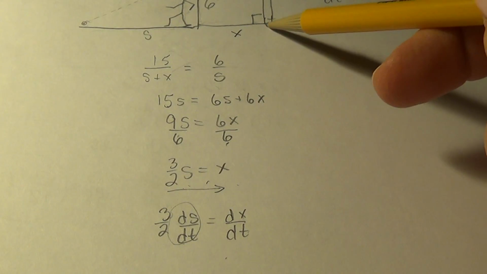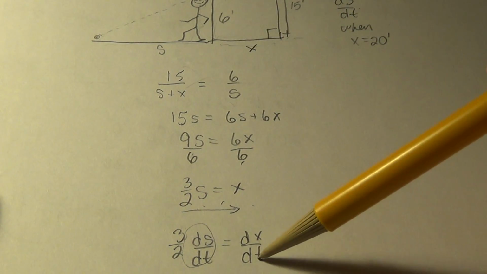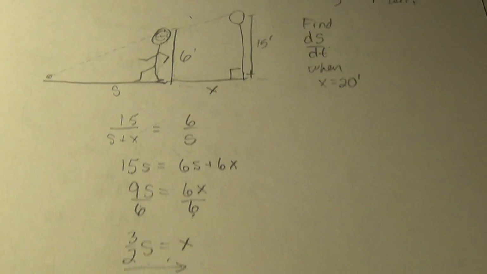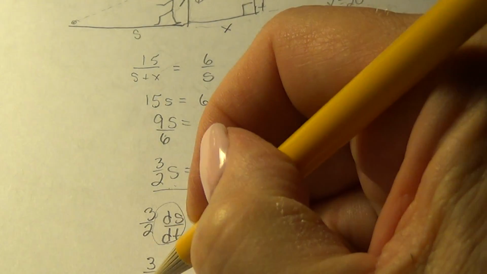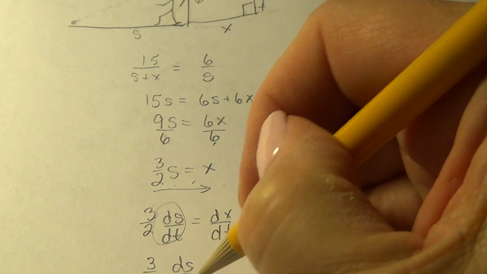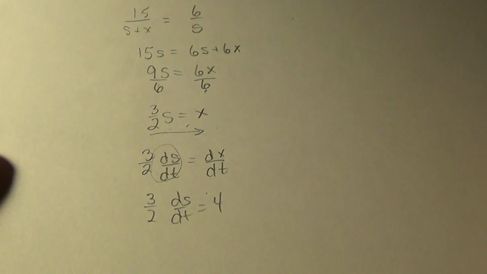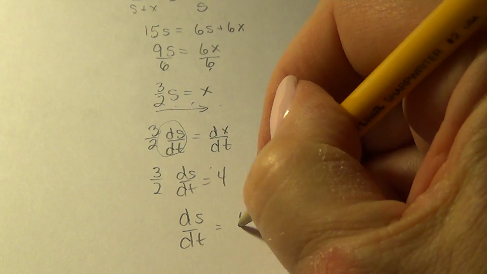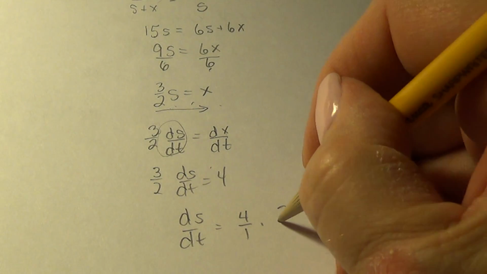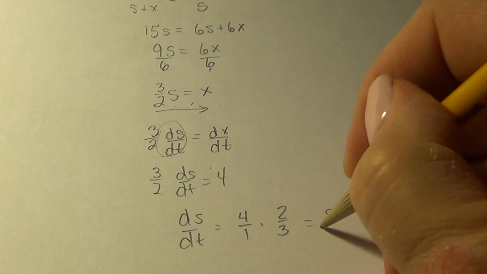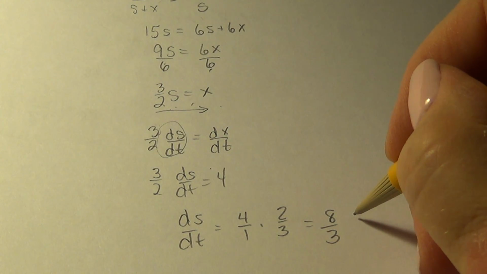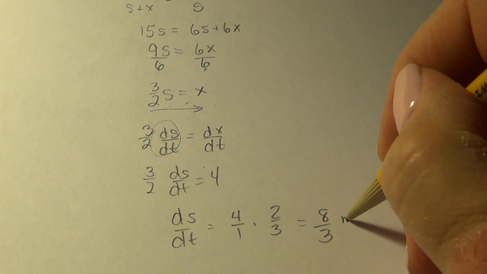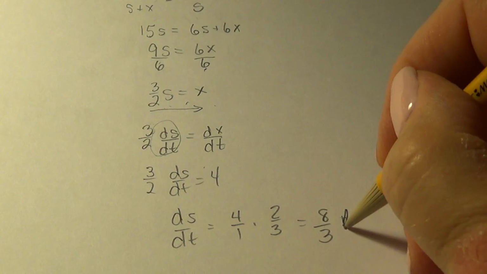What's the change in this x as time goes by? We found out that it was 4 feet per second. So 3/2 ds/dt equals 4. Solve that for ds/dt. And you get 4 divided by 3/2 is 8/3. And that's the change in the shadow's length per time: 8/3 feet per second.